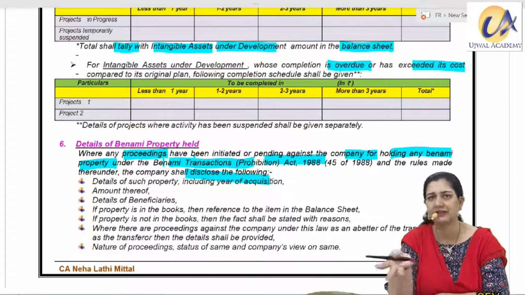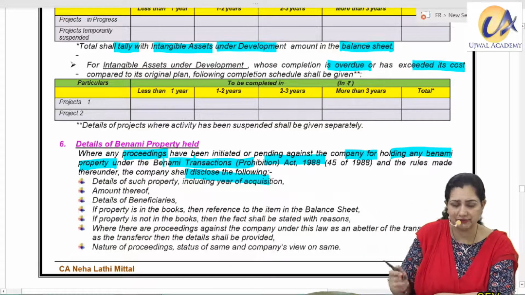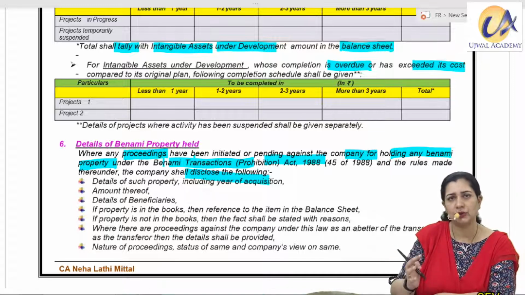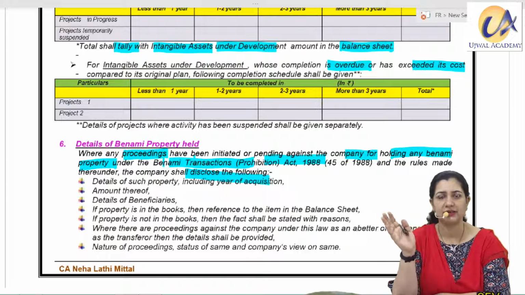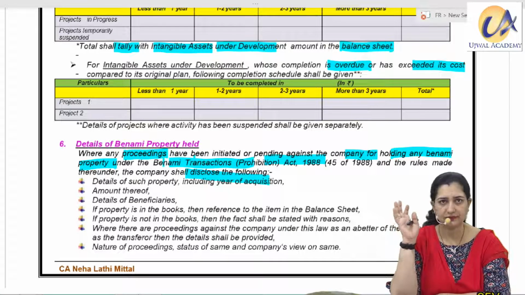If it is not mentioned in the balance sheet, say that it is not mentioned in the balance sheet, and what is the reason for it not being mentioned, etc. Whatever legal case is going on, give the details of that, proceedings, status, etc. So any Benami property is held, we want the details over here. Okay, right.